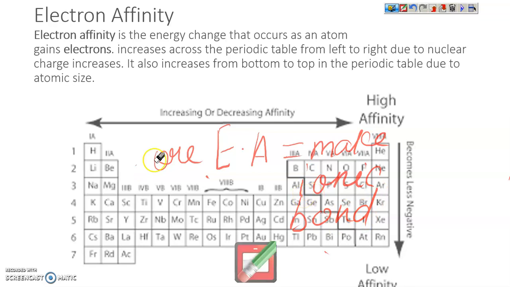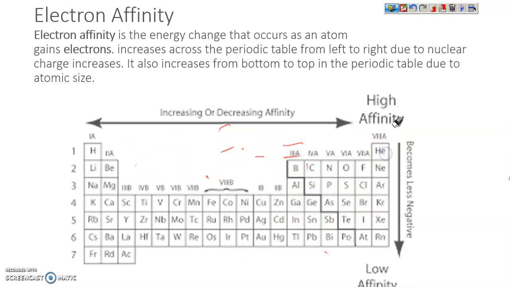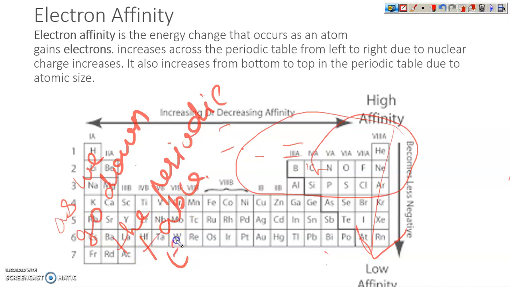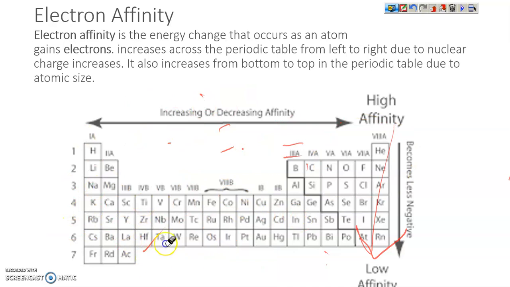Here you can also see high affinity. The elements which are above on the periodic table have more electron affinity. Then as we go down the periodic table, the electron affinity decreases. And likewise, you can write that as we go up the periodic table, the electron affinity increases. You can write this point.